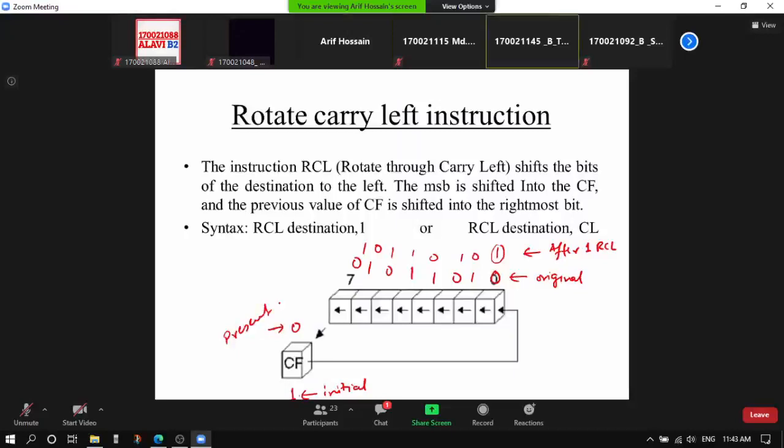Yes, sir. Understood. Everyone, did you understand? Because this is also very simple. Yes, sir. So whatever was stored in the previous value of carry flag will just go to the LSB. Exactly, that is the only difference. Whatever was there in the previous value of carry flag will be shifted into the LSB.